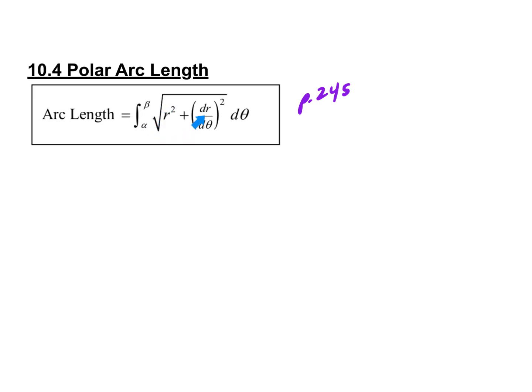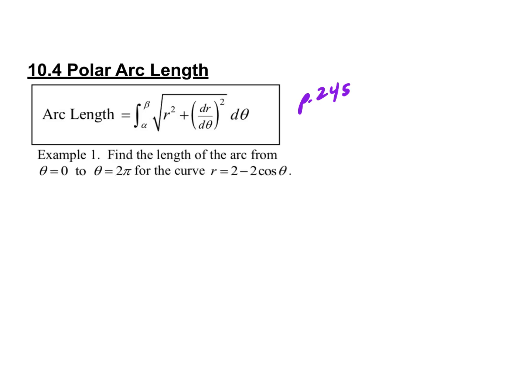You're going to plug your r in, and then you're going to have to differentiate with respect to theta, and plug that in. So this is just the distance formula, another version of the distance formula: square root of something squared plus the other something squared, and go from there. These are all going to be calculator problems, because obviously it can be done, but trying to integrate these things by hand would be really painful, let's put it that way.